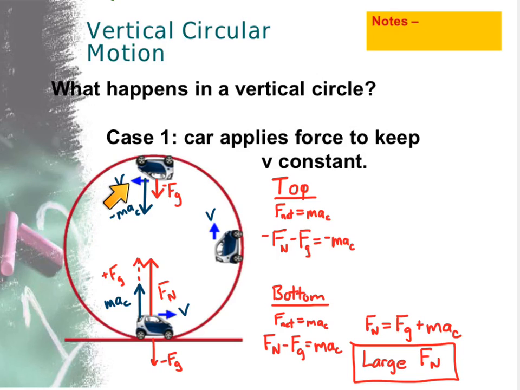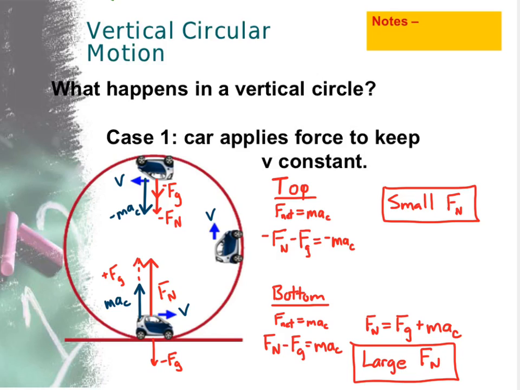Now because the velocity is the same at the bottom and the top, that means that this centripetal acceleration is going to be the same. So the normal force is going to adjust itself so that this plus that equals mass times centripetal acceleration. So at the top we have a very small normal force, and at the bottom we actually have to have a very large normal force. So the point I want you to get here is that the normal force is going to adjust itself so that the sum of these two forces is always going to equal mass times centripetal acceleration.